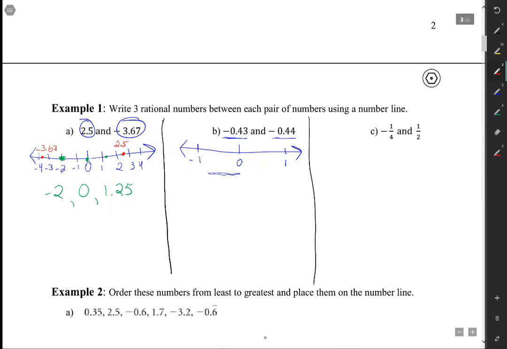Because -0.5 would be right in the middle. So -0.43 and -0.44 are going to be like here and here. They're like right beside each other. Okay. Now, which one's going to be closer to 0? Well, if we think about it, -0.43 is not as negative as -0.44. With -0.44, we're getting deeper into the negative section. So this one over here would be -0.43, and this one over here would be -0.44. So now we have to think, how do we place numbers in between those two numbers?